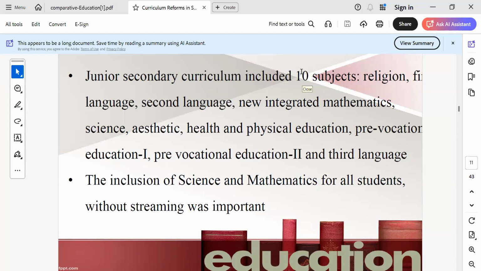So is there anybody who did this examination here in your group? 1972? No. Okay. So the inclusion of science and mathematics for all students without streaming was important. So integrated science and maths, right? So totally they changed the structure and the content and everything, the number of subjects, right?